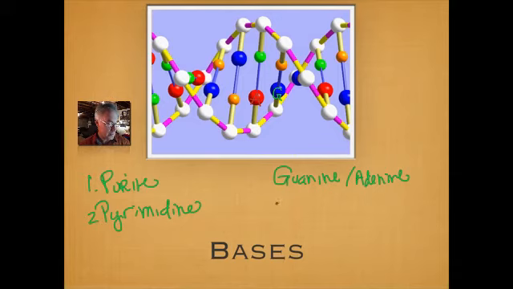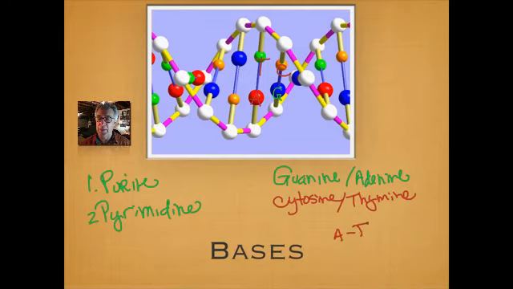And then when we get to the pyrimidines, we're going to have cysteine, and they're also going to have thymine. Thymine in this picture is going to be green. Put that with a T. And then cysteine is going to be the orange ball.